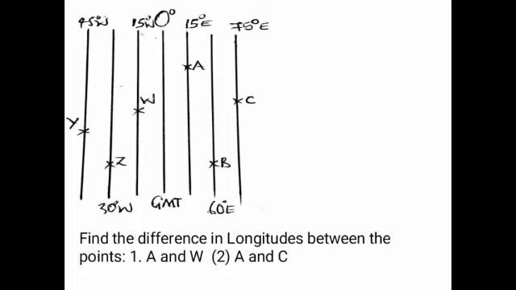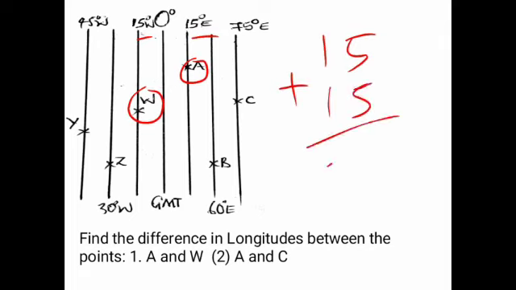So first of all, let's identify where A is. A is right there at 15 degrees east, and W is right there at 15 degrees west. So we can see the directions are opposite, east, west. So to find the difference, we're just going to say 15 plus 15, and then we'll get 30 degrees. That will be the difference.